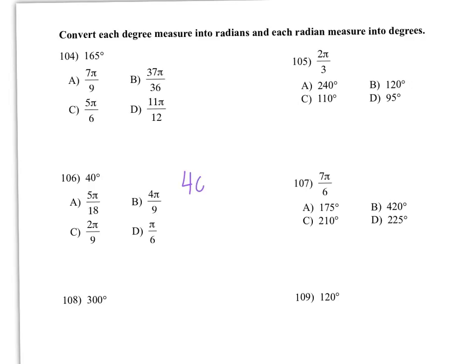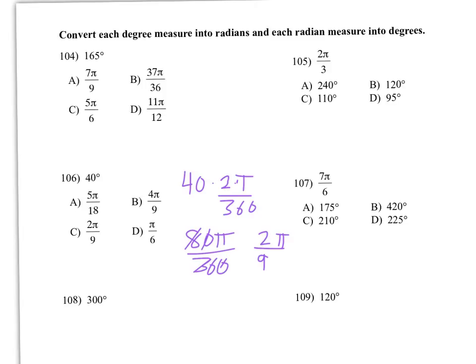So that's 40 times 2 pi over 360. That would be 80 pi over 360. I'm going to divide both by 10, divide both of these by 4, and I get 2 over 9 pi.